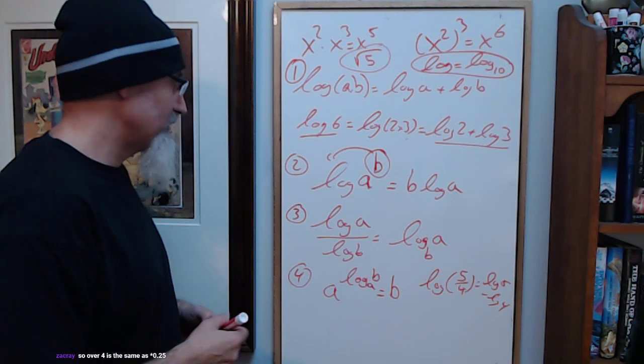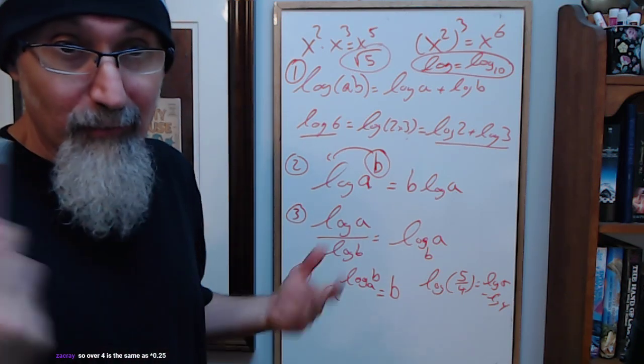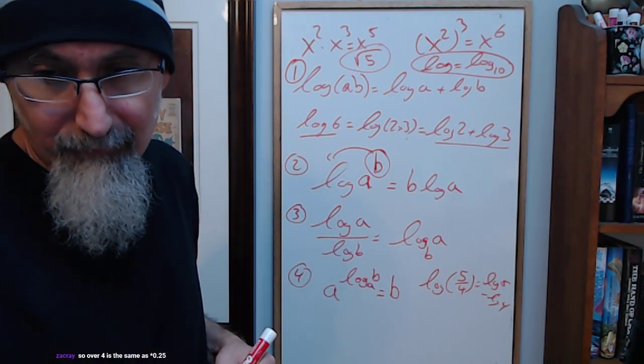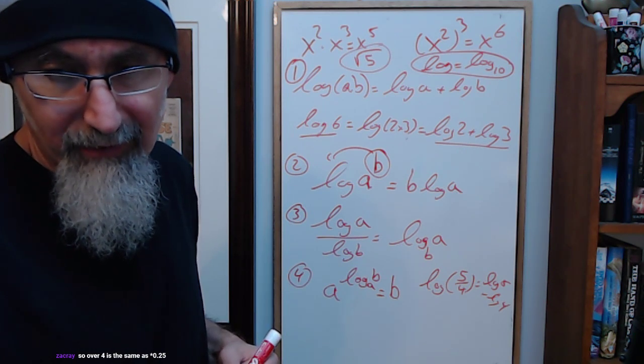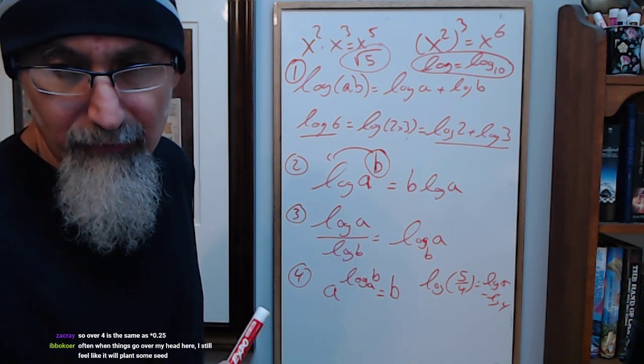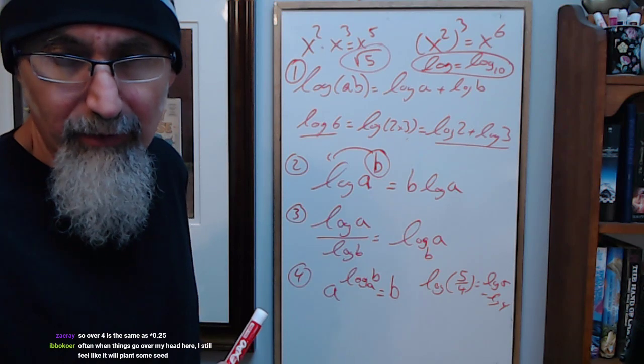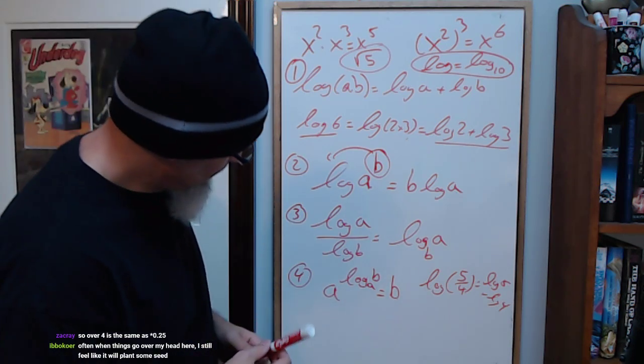Okay. What are some of the other log rules? I'm trying to go by memory here, right? So 1 over 4 is the same as 0.25.